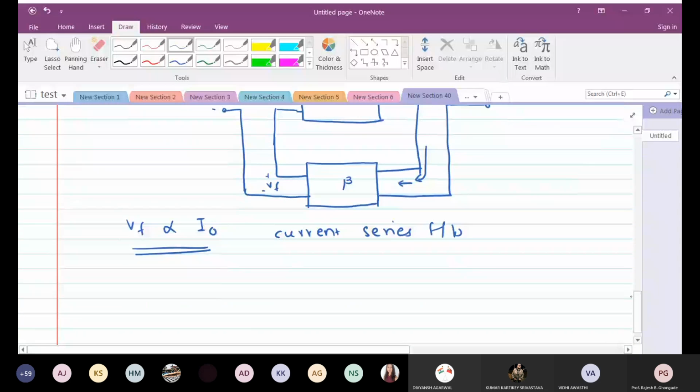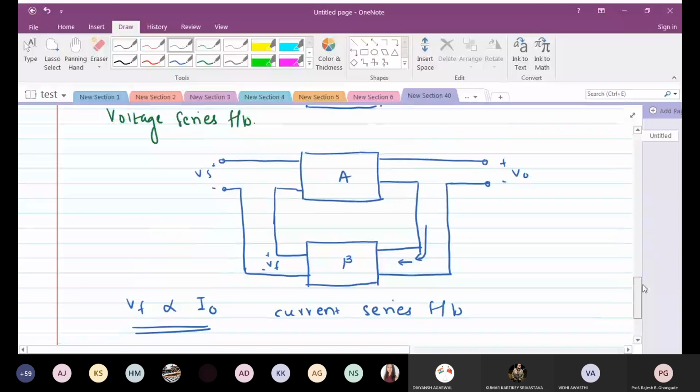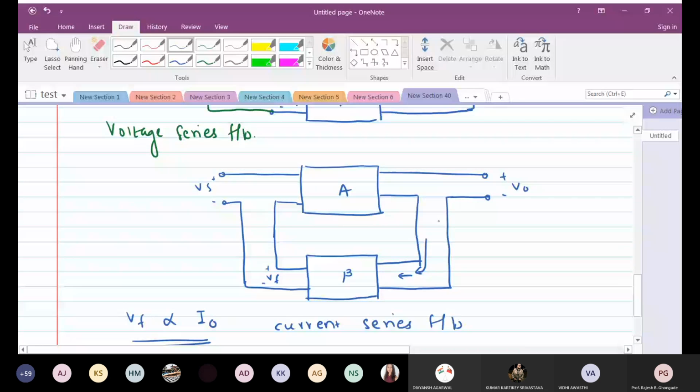I know this may sound a little confusing to begin with, but you'll see that it is very, very easy. Anything in series, current is the same. Anything in parallel, voltage is the same. Just remember this funda. So this beta network is in series with the output, so the current is going to be the same. How the output voltage is generated, we'll see later on. You may study it later on.